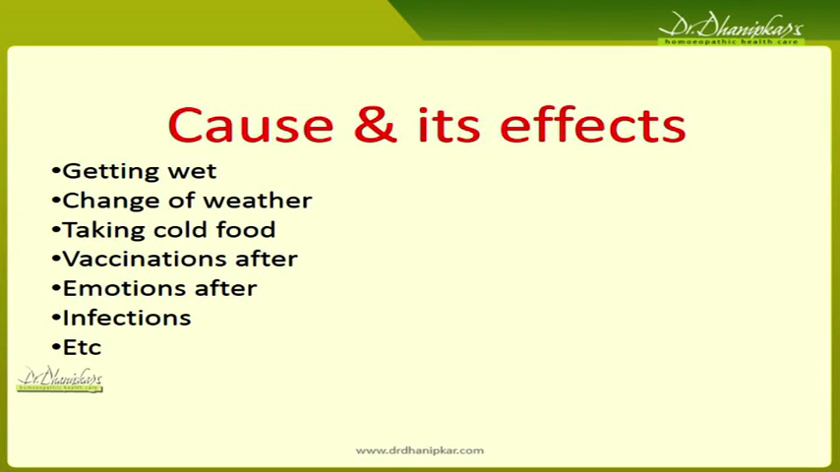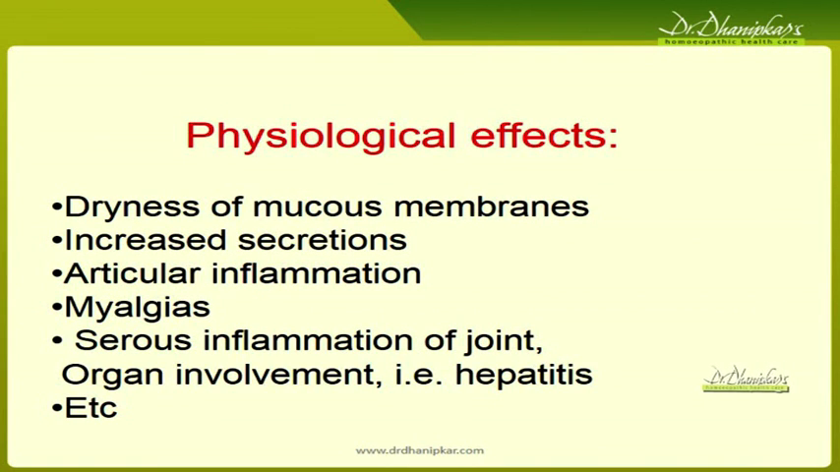Whenever I am looking at a cause and effect, and especially acute cases, I always see what is the cause and what is the physiological change. When I am dealing with pathological cases, I would always see the cause and the pathological change. But if it is an acute phenomenon, the first thing that changes is the physiology. So, the physiological effect can be a dryness of a mucous membrane, an increased secretion, an articular inflammation, a myalgia, a serious inflammation of a joint or an organ involvement, etc.